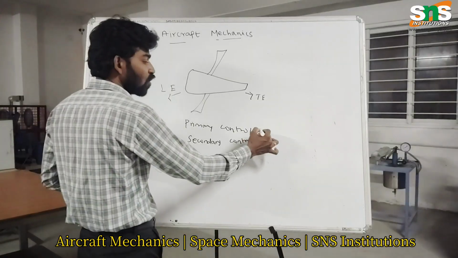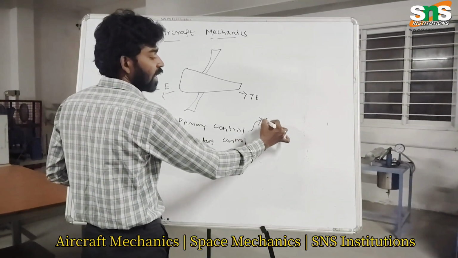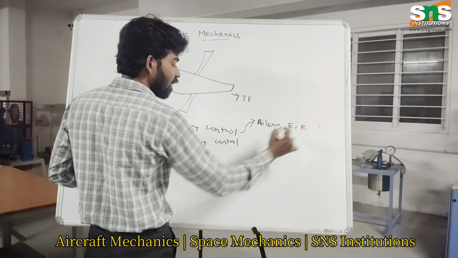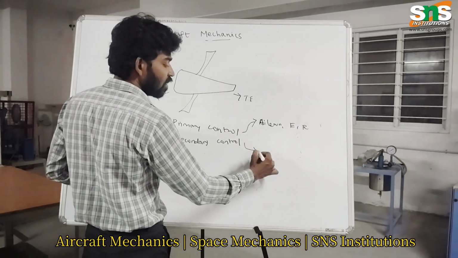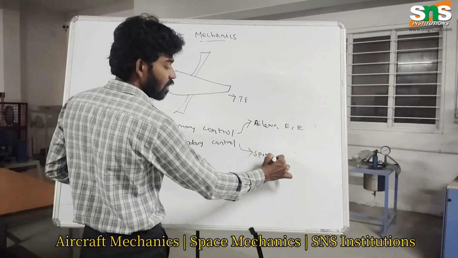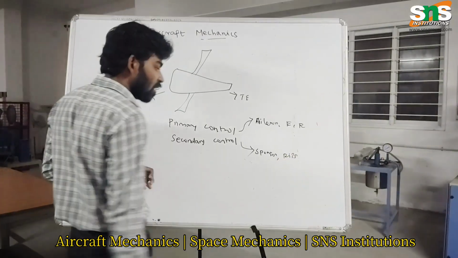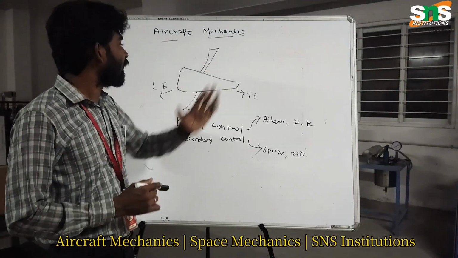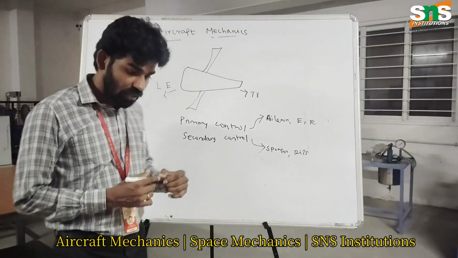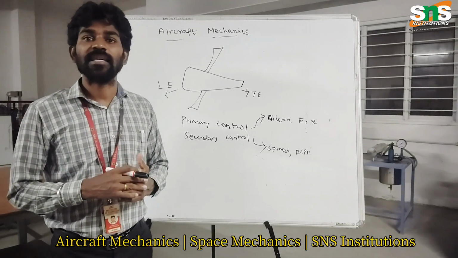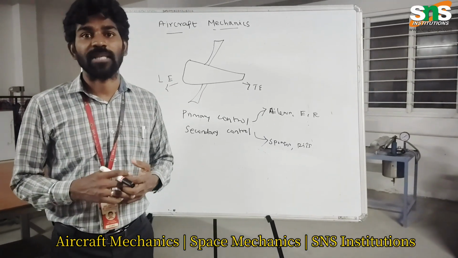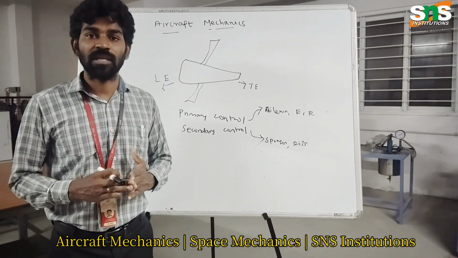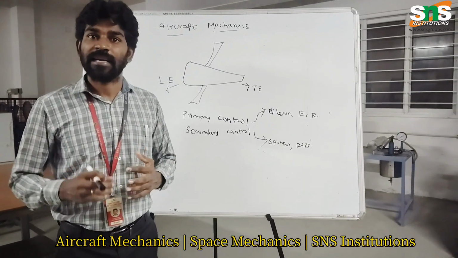The primary control surfaces include the aileron, elevator and rudder, and the secondary control surfaces include the spars and the ribs. In mechanics we consider the main focus to be on the wing and the power plant section. In the power plant section the components are the diffuser, compressor, combustion chamber, turbine and nozzle.